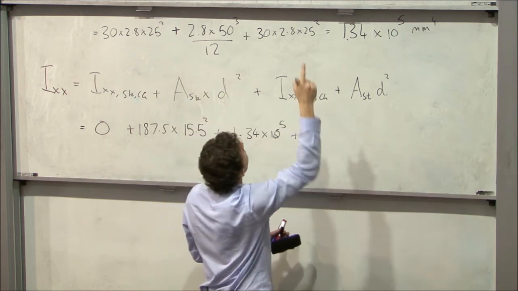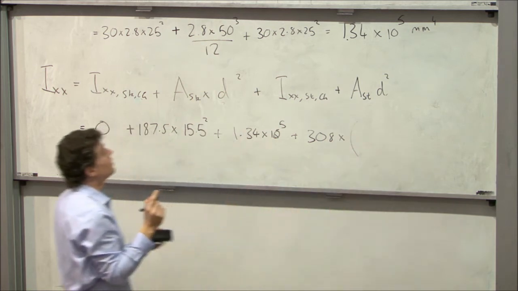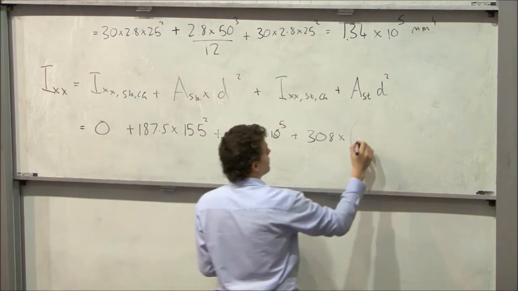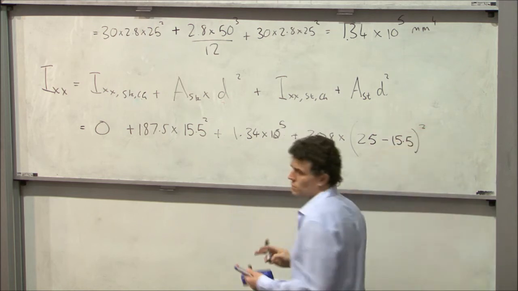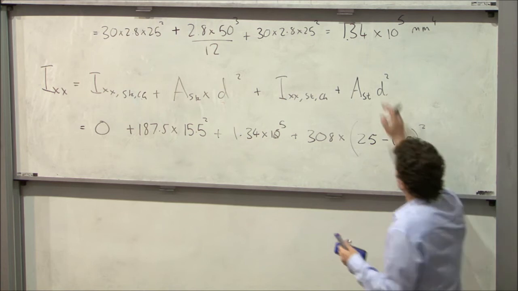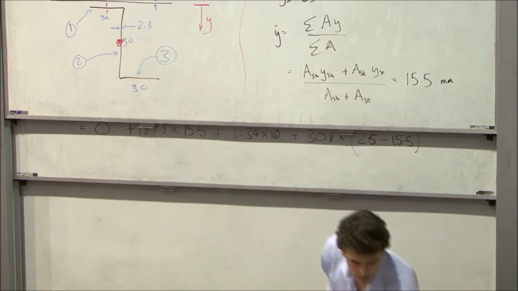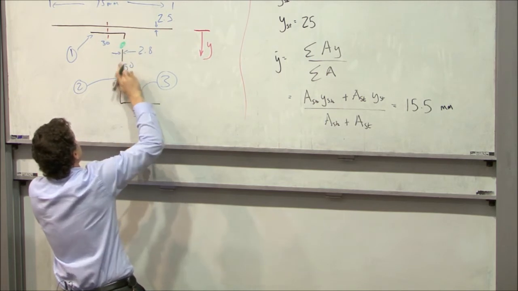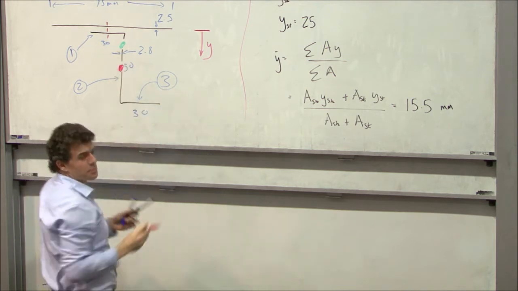Plus A stiffener is up here, 308 times, now this one's a little bit trickier, the distance from the column centroid to the stiffener centroid. So we've got 25 minus 15.5 all squared. So we need to know the CG of the whole system is here. The CG of the stiffener is here, and we need to know the distance between the two.